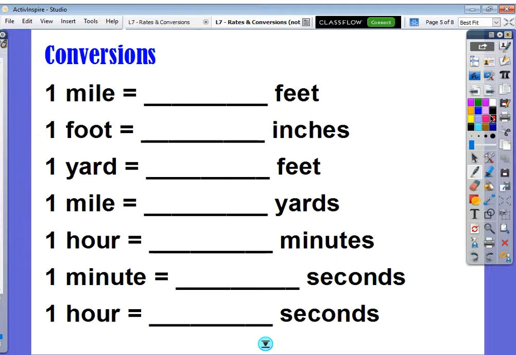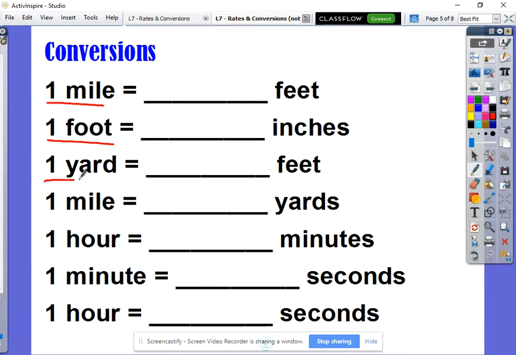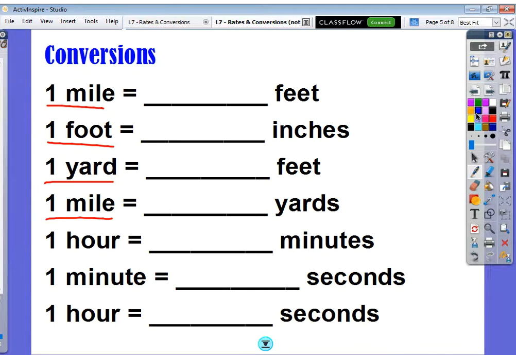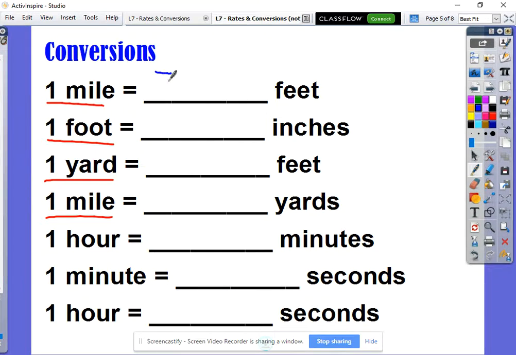All right, folks. So now that we know how to cancel units, it's important that we have a few tools to do those conversions. So our first thing is to really knock out what each of these is equivalent to. Some of these you might know, some of them are going to be review or necessary to memorize. So the first one is that 1 mile is 5,280 feet.